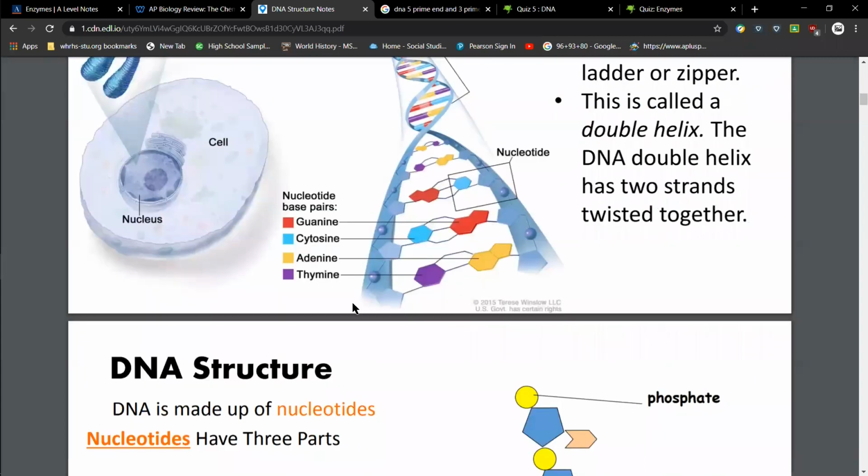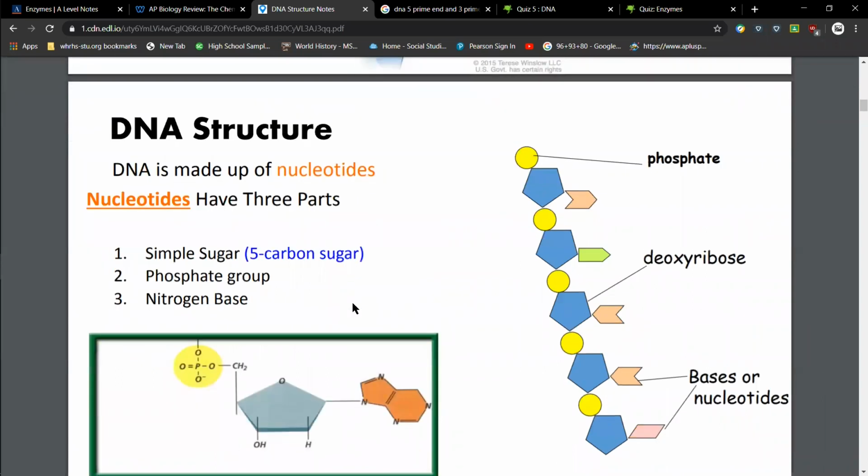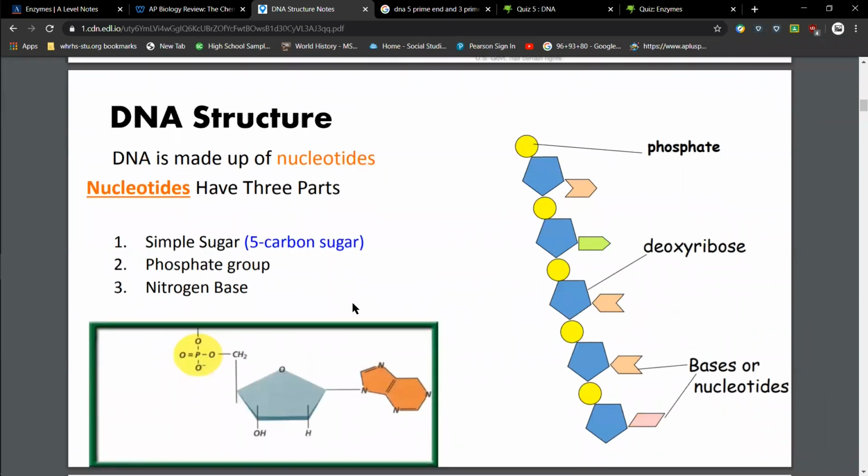So what's the structure of DNA? DNA is made up of nucleotides, and nucleotides are the subunits of DNA, or the monomers. They have three main parts that you guys have to know. They have a simple sugar, or a 5-carbon sugar. If you remember, 5-carbon sugars are pentoses. That's right here, all of this. That is a simple sugar. Then you have a phosphate group, and a phosphate group is PO4, and that's shown here. And then you have the nitrogenous base, which is shown here.